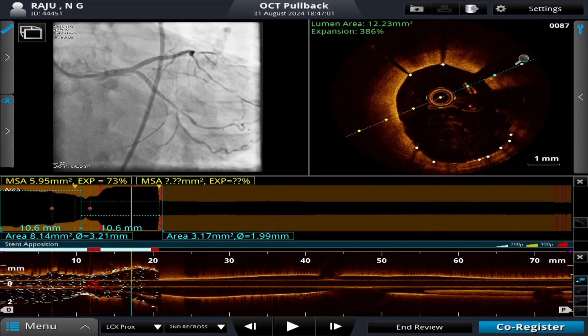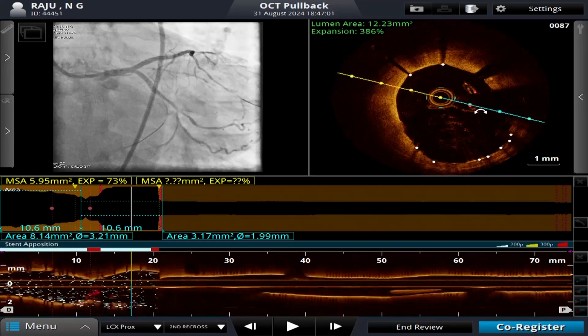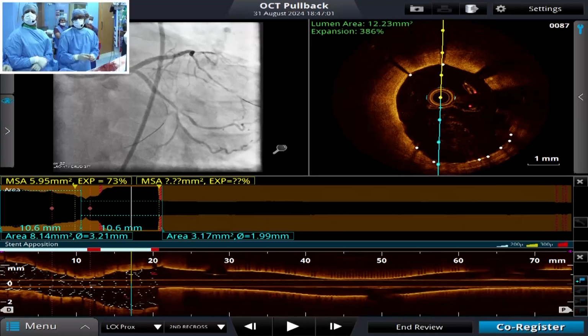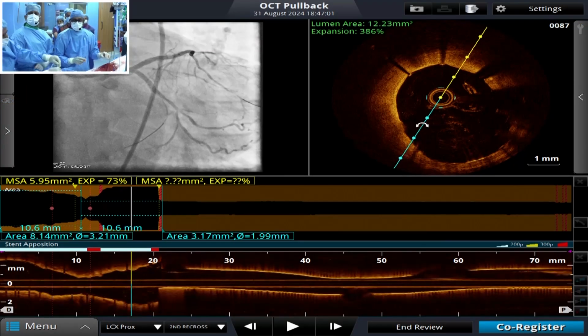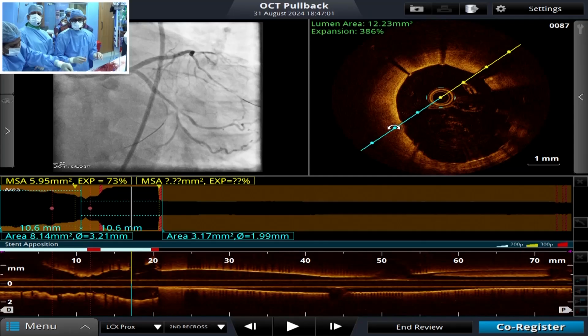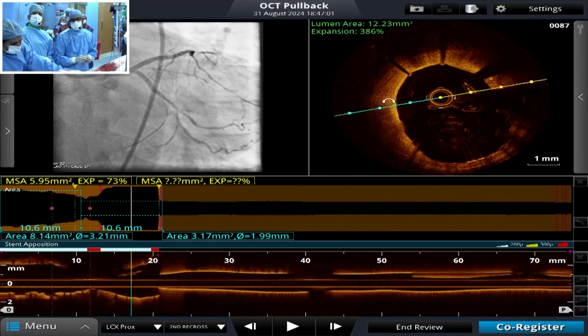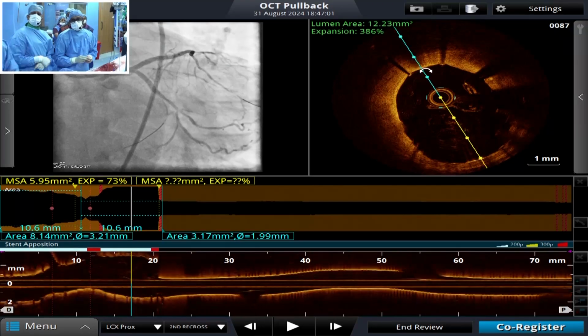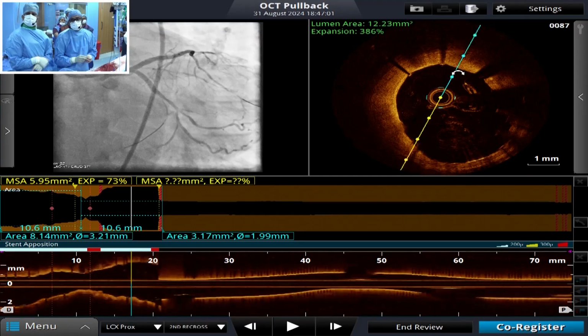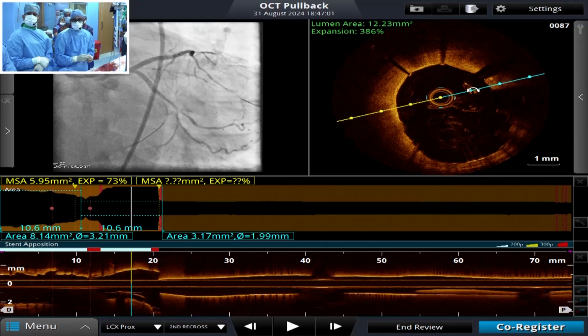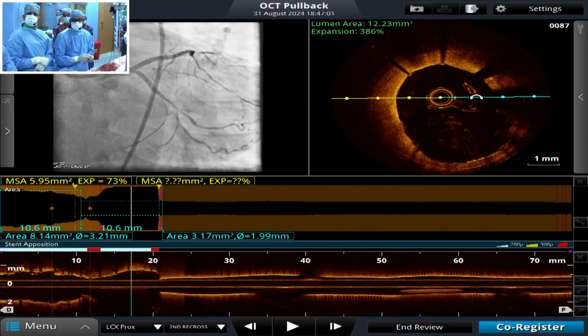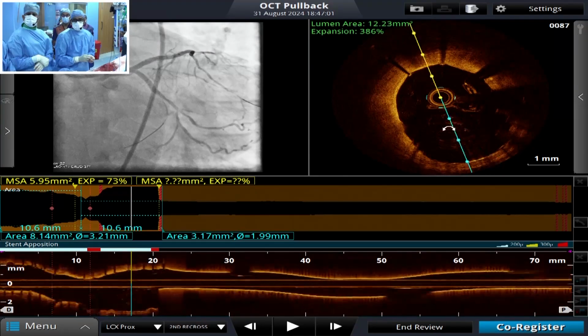Show the circumflex ostium. Remove the stent. Okay, now the circumflex ostium, and show the wire crossing into the circumflex. Show the circumflex ostium down there. Down. Rotate, rotate, rotate, rotate, rotate. Rotate it some more. Okay, okay.